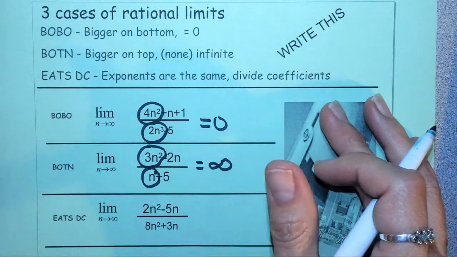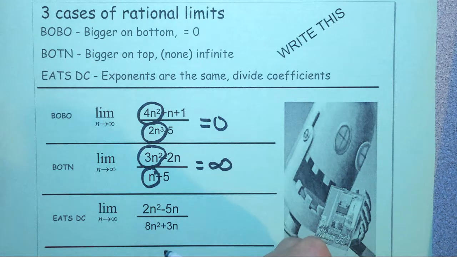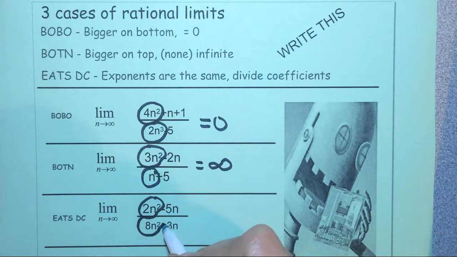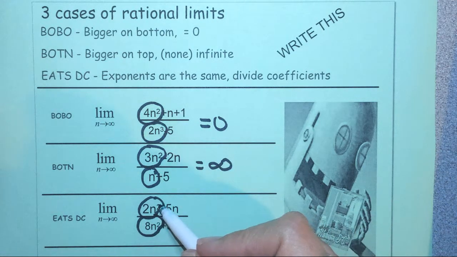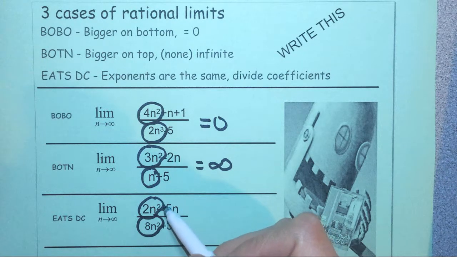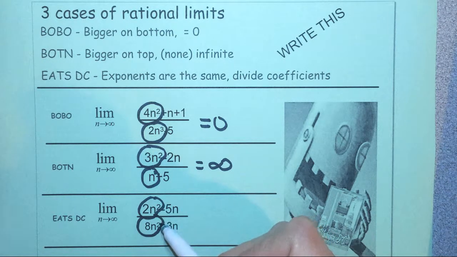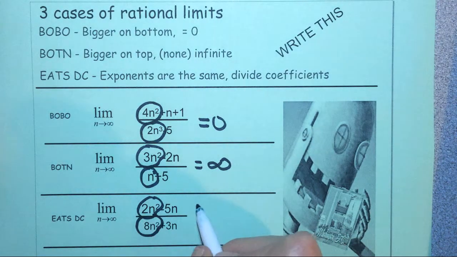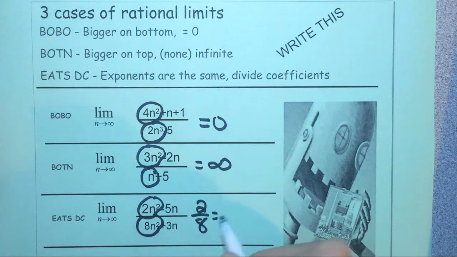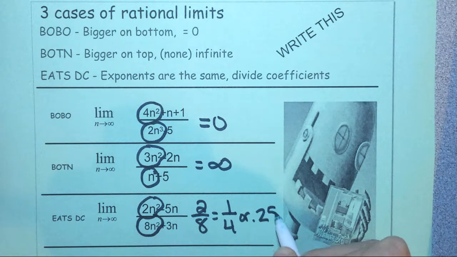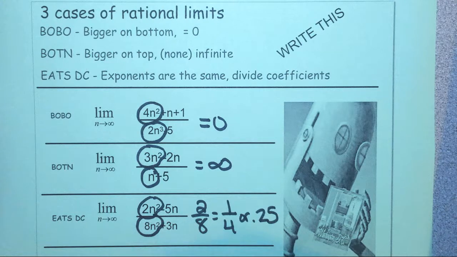Third example. Rational function. N's on top, n's on bottom. I circle the biggest exponent on the top and the biggest exponent on the bottom. Is it bigger on top or bigger on bottom? Oh, this time it's neither. It's exactly the same. When your exponents are the same, we're going to divide the coefficients. So 2 divided by 8 is 1/4, or sometimes we'll see 0.25.